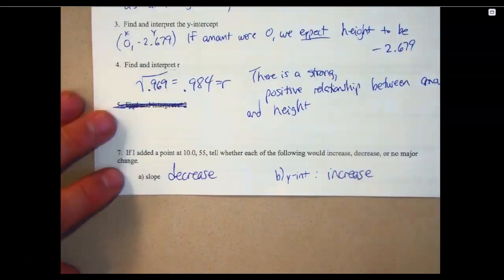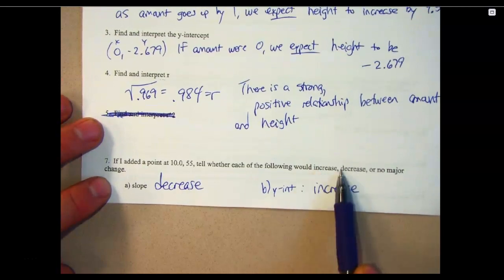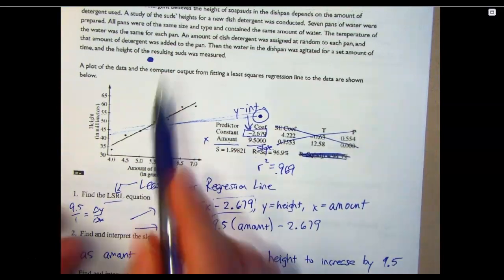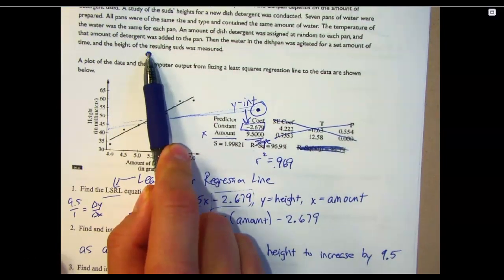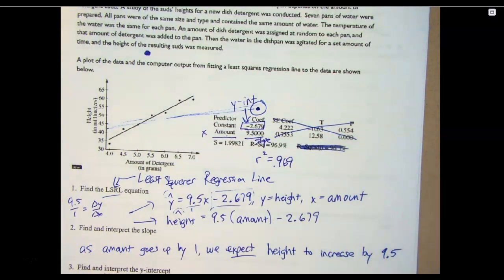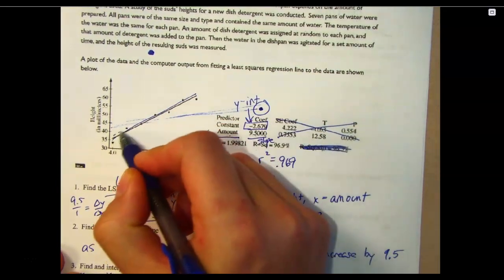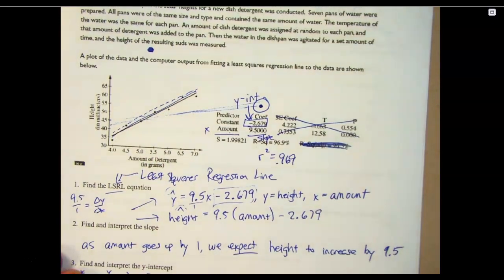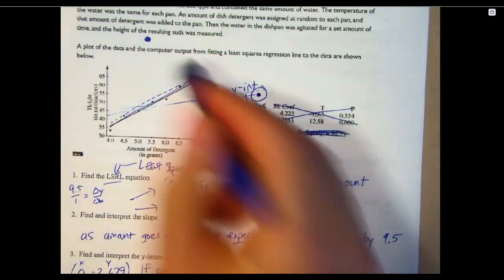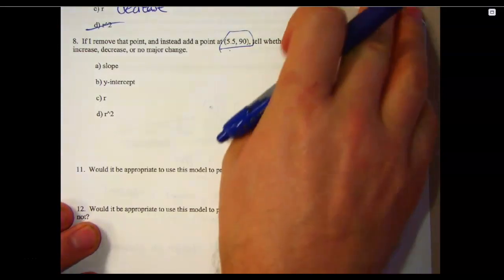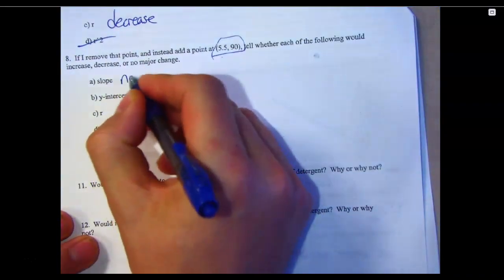And realize the way I'm asking this question: tell whether each of the following would increase, decrease, or no major change. So this is not an endpoint. This is not an influential point. If you remember when I showed you the graph on the Google Sheets, the new line would go from here to like here. It would barely bump up because this is not an endpoint. Endpoints are the influential ones. So when I say what would happen to the slope, increase, decrease, or no major change, there'd be no major change.